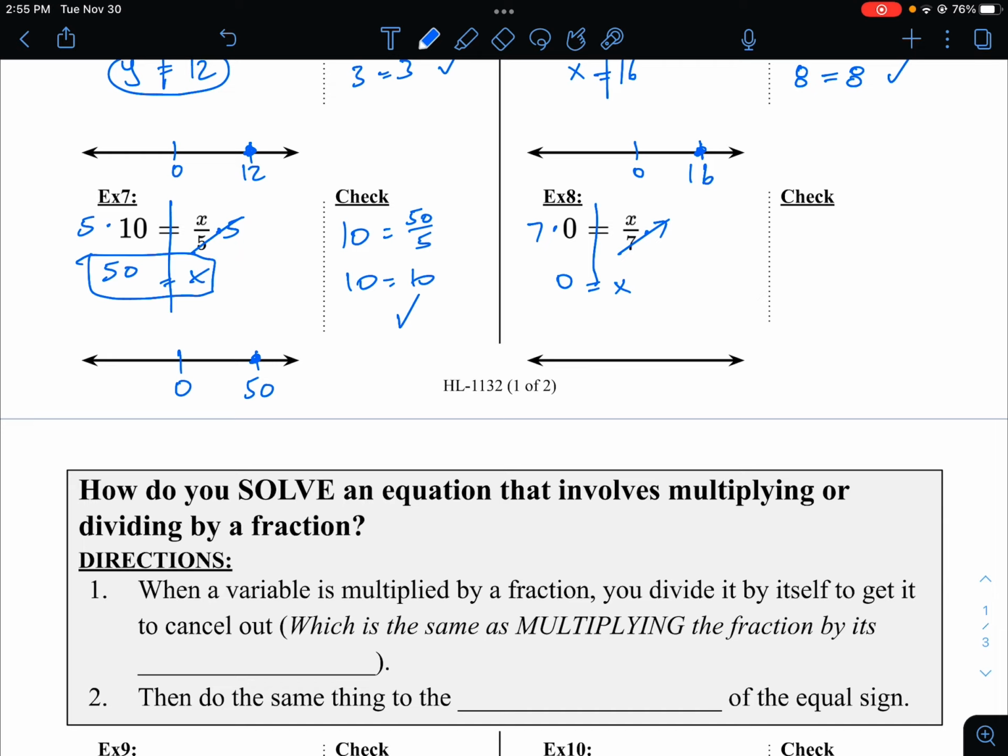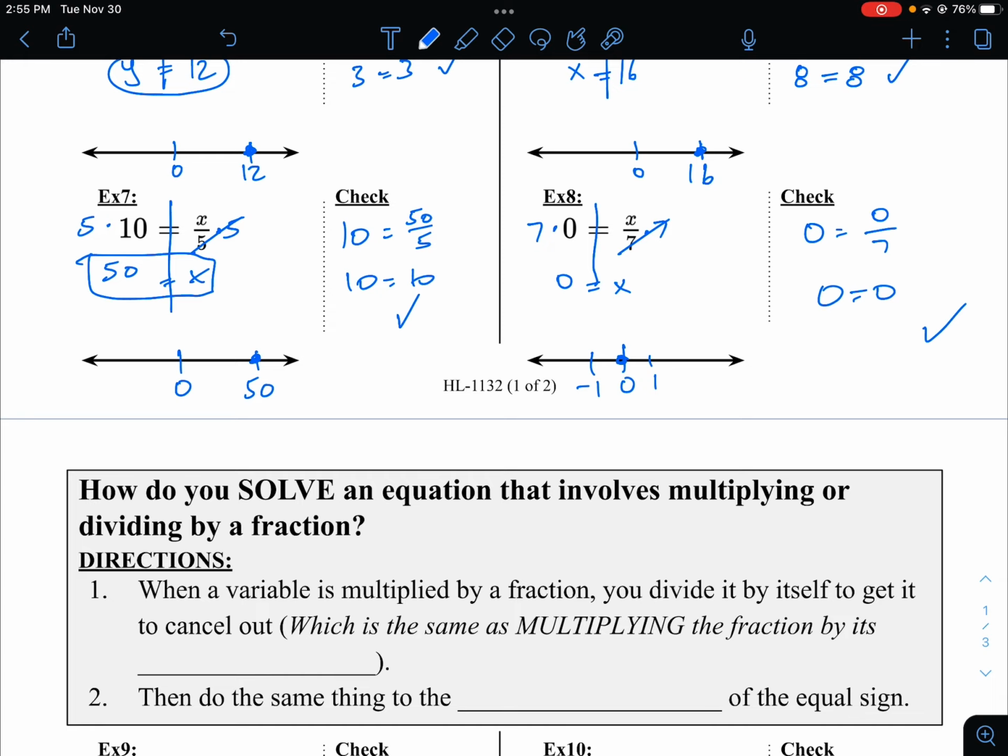Let's see if that's true. Does 0 equal 0 divided by 7? What is 0 divided by 7? It's 0. That is true, so let's graph that. 0 is just right there. If you want to put numbers around it, 1 and -1, you don't necessarily have to.